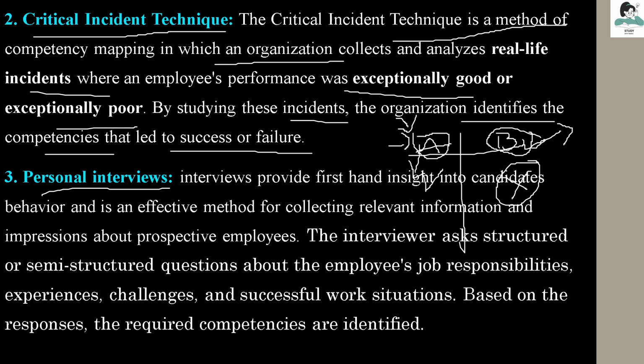For example, asking a sales candidate how they convince a difficult customer to buy their product or services. According to the candidate's answer, the interviewer will conclude that for a sales executive, the individual should have communication skills first, confidence level, problem solving ability, and customer orientation. These are the competencies you need to have as a salesperson. So they'll analyze it in this way. I hope I'm clear with the critical incident technique and personal interview.